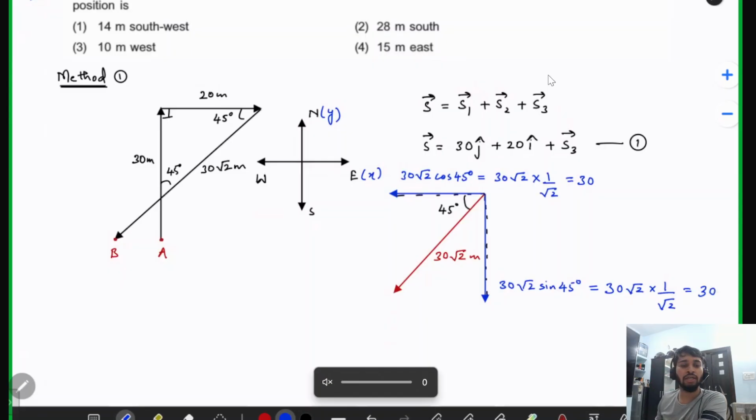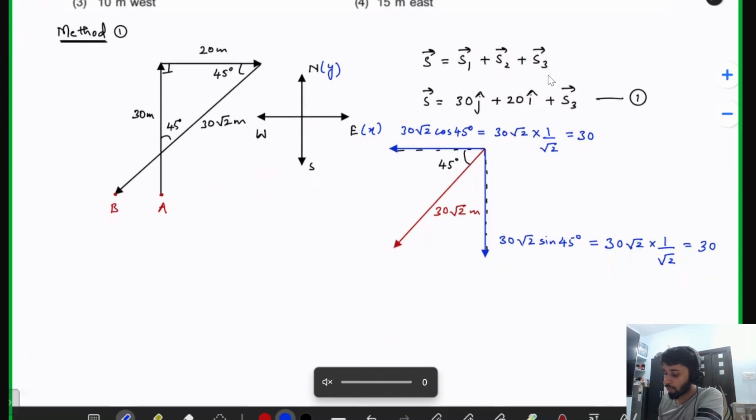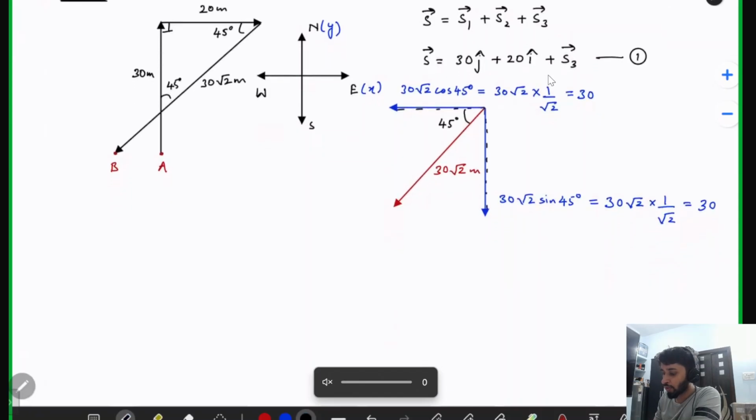So you can see the third displacement has a 30 component along west and 30 along south, meaning along negative x-axis and negative y-axis. So we can write s3 bar will become minus 30 i cap minus 30 j cap. This will be s3 bar. Okay, we can take this as equation 2.